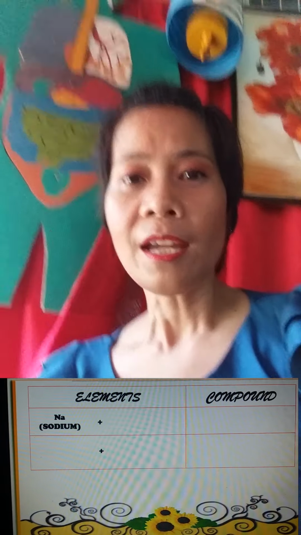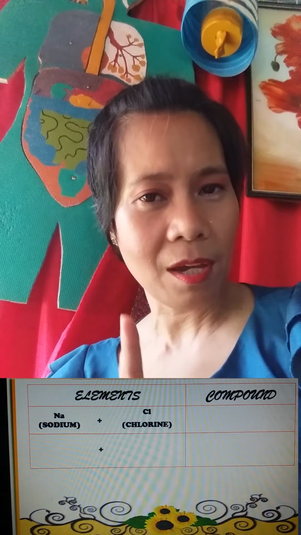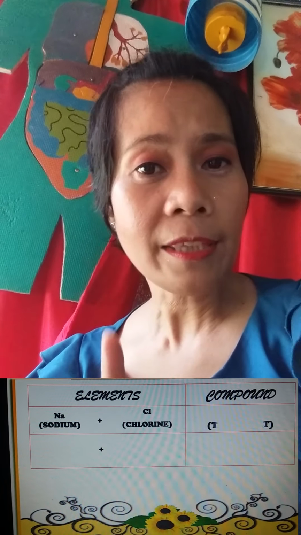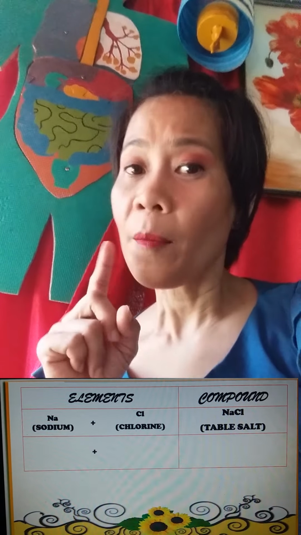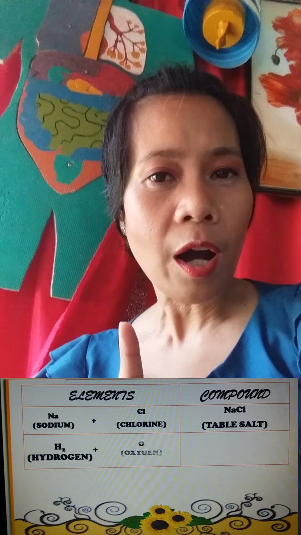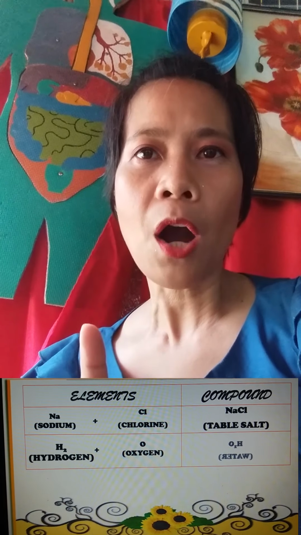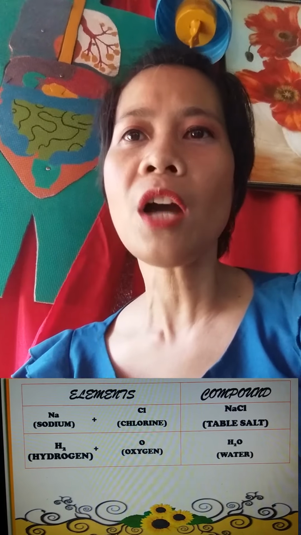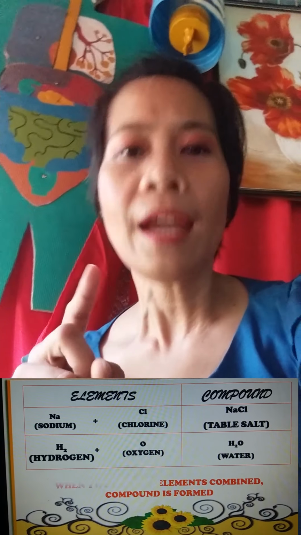You see, two or more elements that combined form a compound. That is why when we say compound, it is a combination of two or more elements.